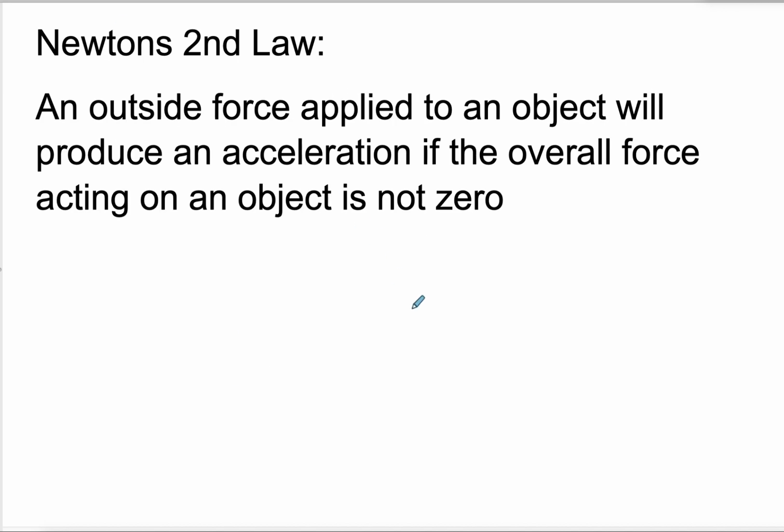So let's look at it. As defined by your book, Newton's second law says an outside force applied to an object will produce an acceleration. And that's if the overall force acting on the object is not zero. So if I apply a force to an object and I have a net force other than zero, the object will accelerate. Okay. Now, we're going to talk about net force some more in a second, but I want to give you an example.